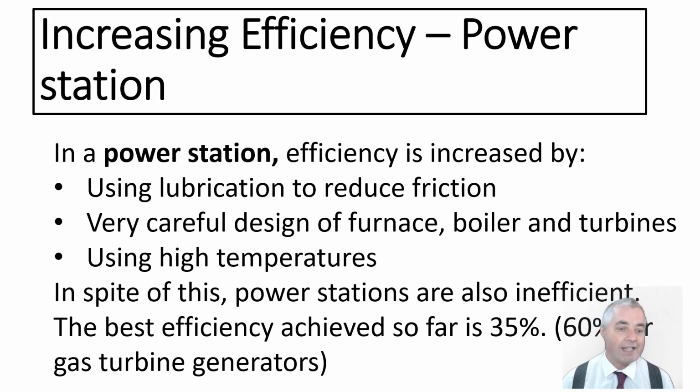And the higher the temperature you use, the better you are going to make things. We can get efficiencies for power stations up to about 35%. And there's a type of power station called a gas turbine generator, which can actually get the efficiency up to 60%. But we're still talking, aren't we, about lots of energy being wasted.